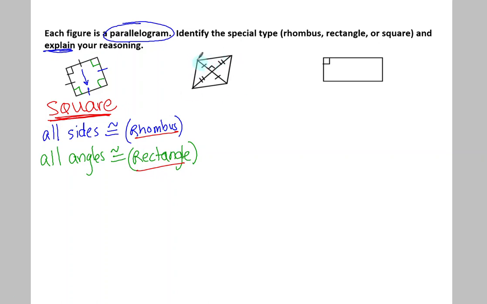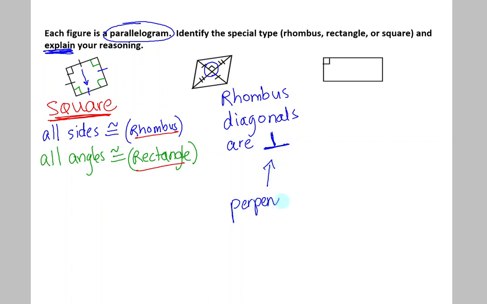Here we see a quadrilateral that has diagonals drawn in and the diagonals are bisected. Now the diagonals are not shown to be congruent, so we know this is not a rectangle, but the diagonals are shown to be perpendicular, therefore we know that this must be a rhombus. Why is it a rhombus? How do we explain our reasoning? Because the diagonals are perpendicular. Remember that upside down T sign is the symbol for perpendicular. So we could write out the long word if we wanted to, or just use that upside down T sign.